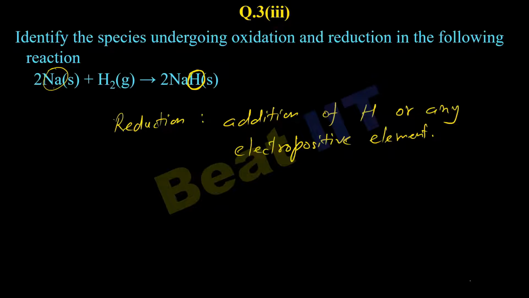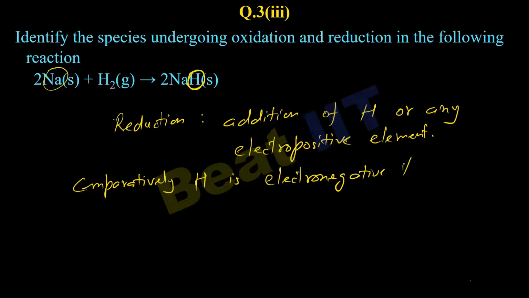Sodium is highly electropositive. It means comparatively, hydrogen is more electronegative than sodium, and addition of electronegative will be oxidation. So in this case it will actually be oxidation, and most of the students make mistakes if they do not consider this concept. In this particular reaction, it is better to get the answer using the oxidation number method. There are no chances of making any mistake in that case.